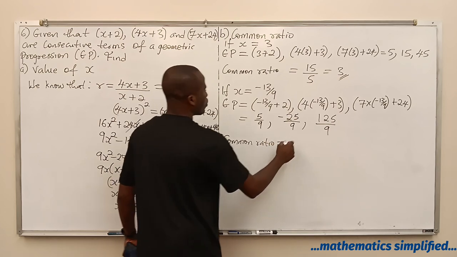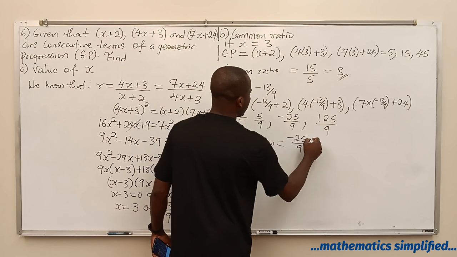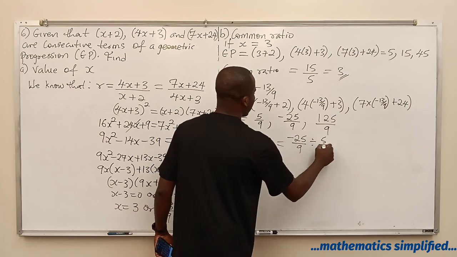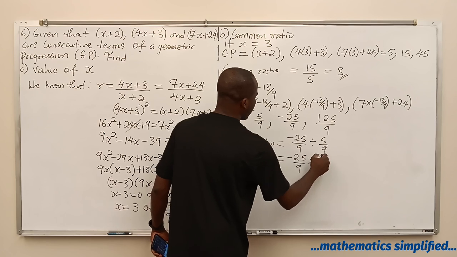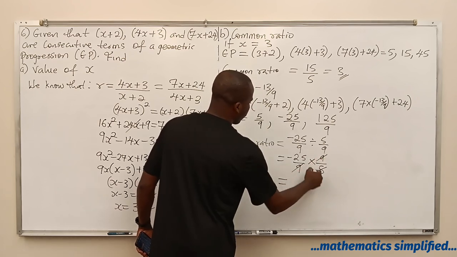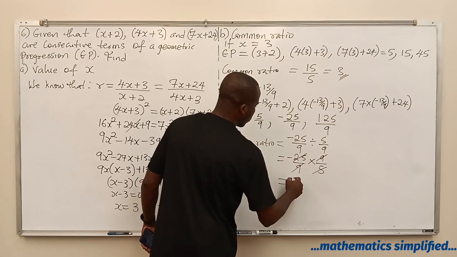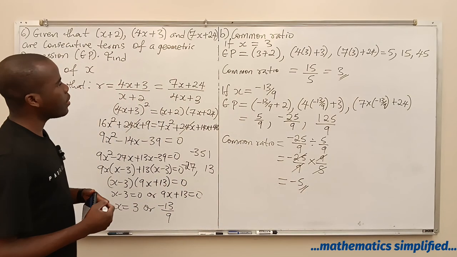And so if it is this case, the common ratio will be minus 25 over 9 divided by 5 over 9, which is minus 25 over 9 times 9 over 5. Now I cancel this. 5 into minus 25 is minus 5. So the common ratio is either 3 or minus 5.